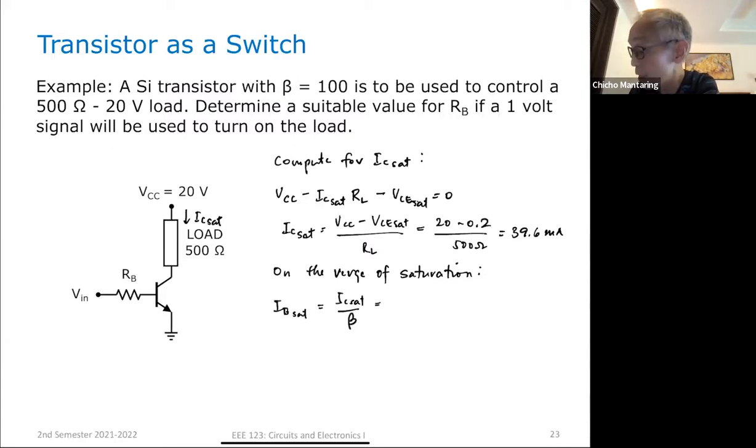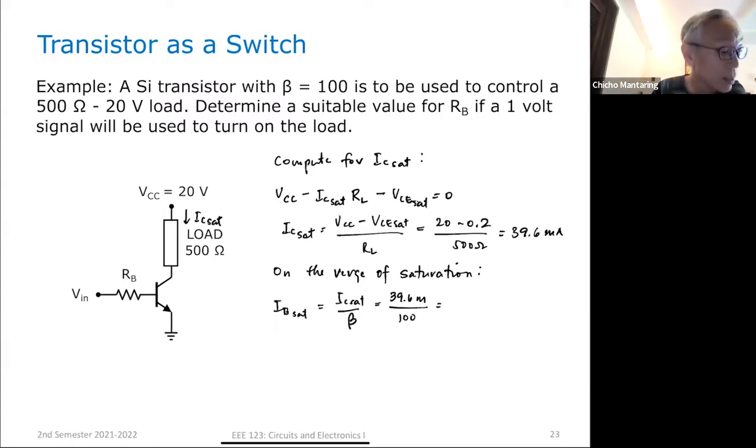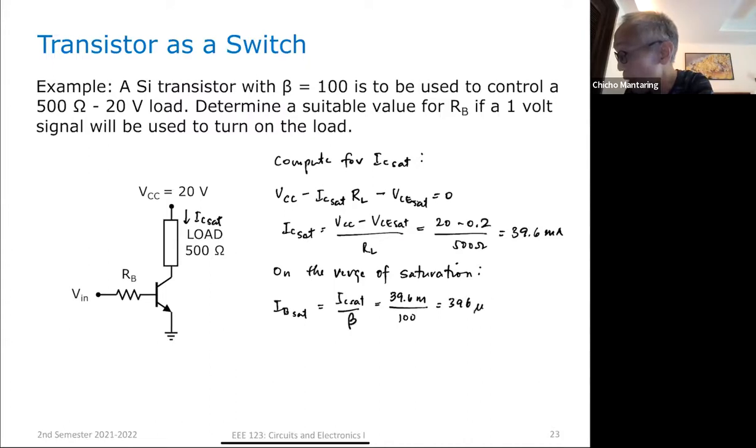And this is going to be 39.6 milliamperes divided by 100. I'm going to get 396 microamperes, or 0.396 milliamperes. Okay, what must my base current be for this to be saturated?